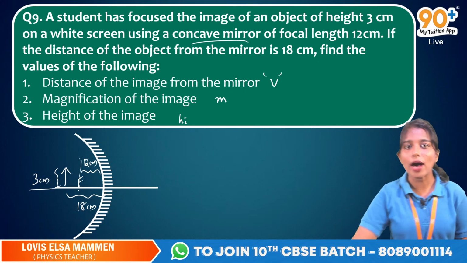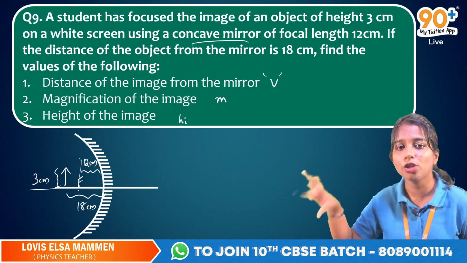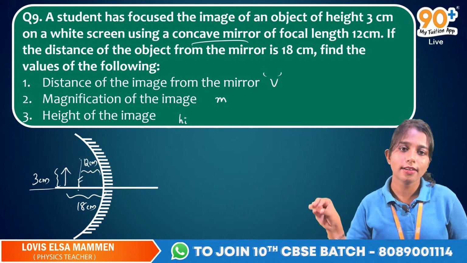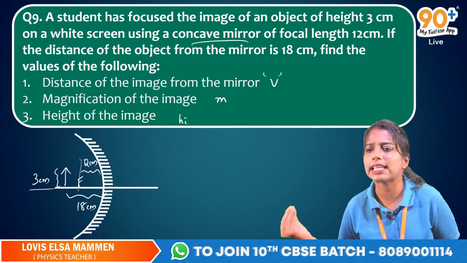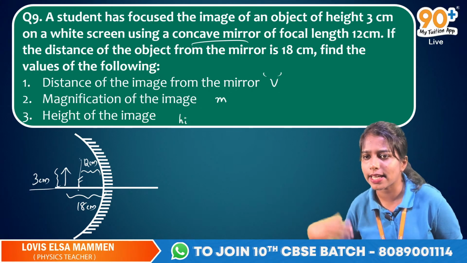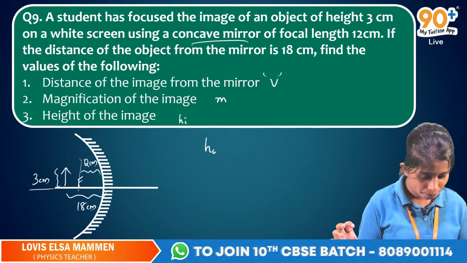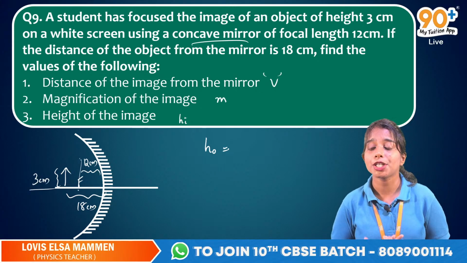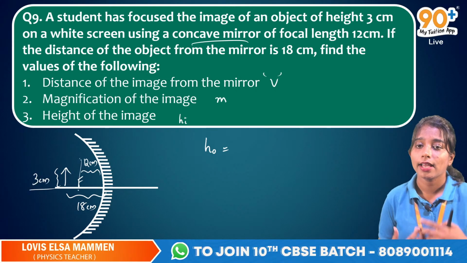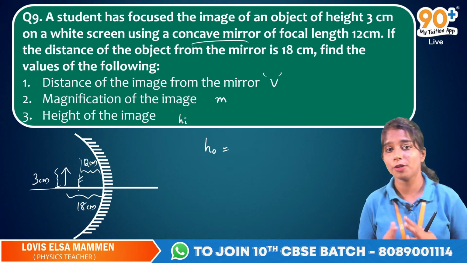Yes. Now identify what all things are there and denote it. Okay, denote them one by one. What is this 3 cm? What is this 3 cm? It is the height of the object. Yes, it is HO. You need to apply the Cartesian sign convention. Anything above the pole of the mirror.